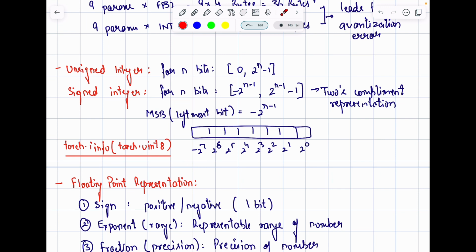if you want to see what are the ranges of various data types in PyTorch, what you can do is you can do torch.iinfo, and then in the brackets you can pass the data type that you want to see the details of. For example, here we have given the parameter as torch.uint8, that is unsigned int 8.